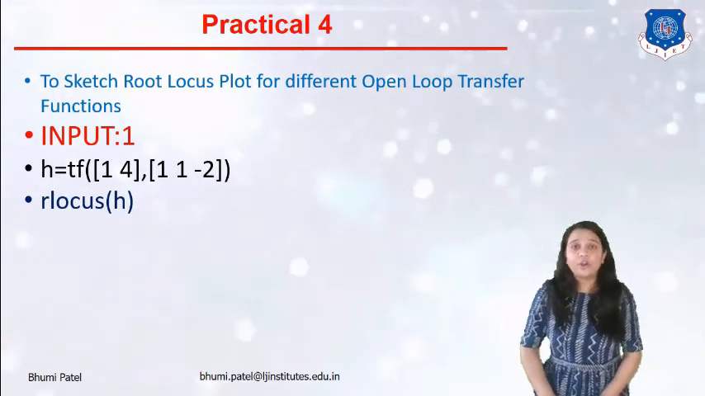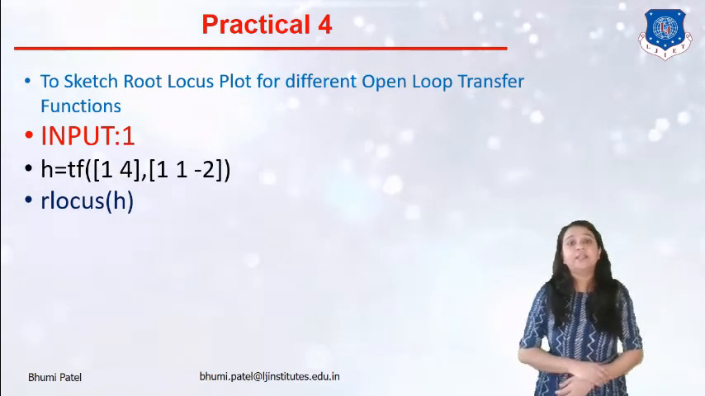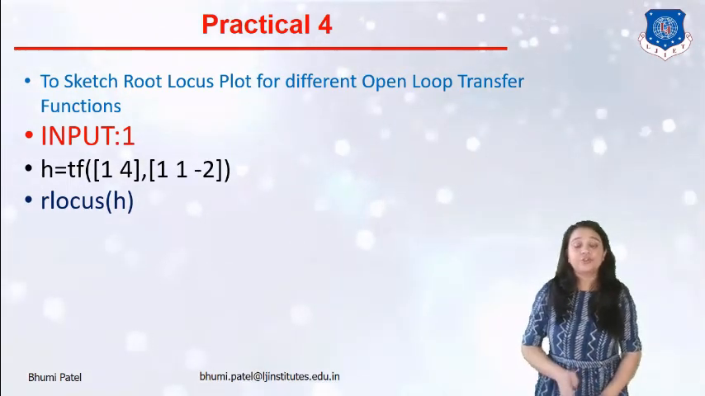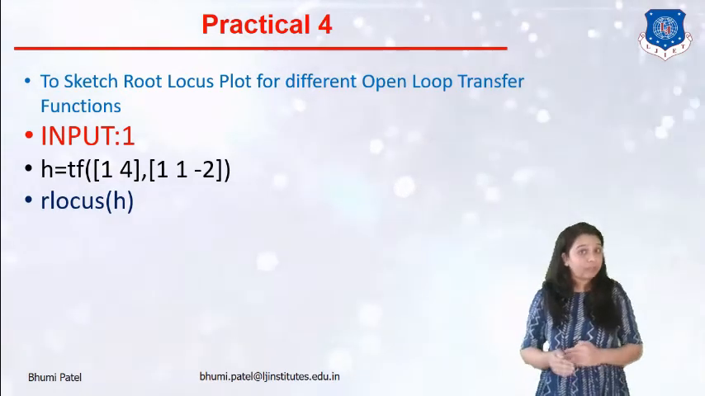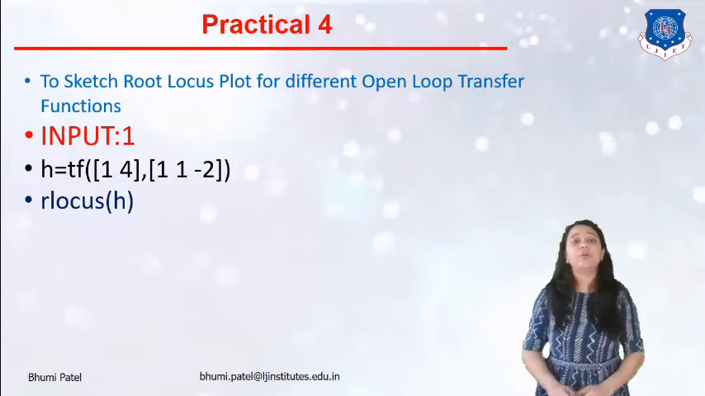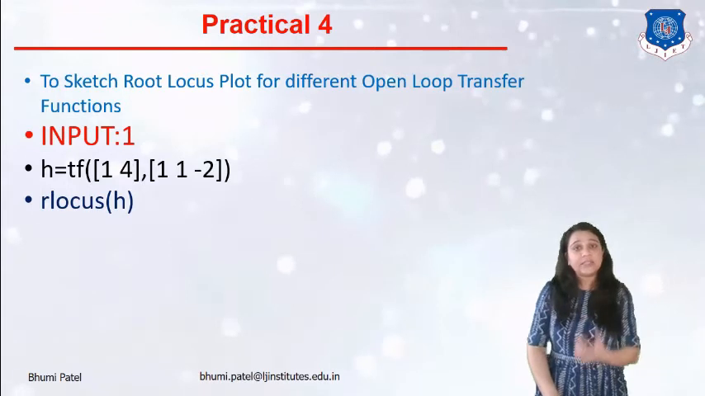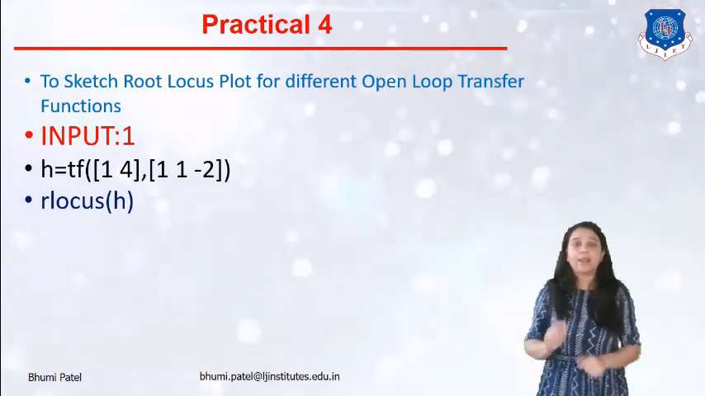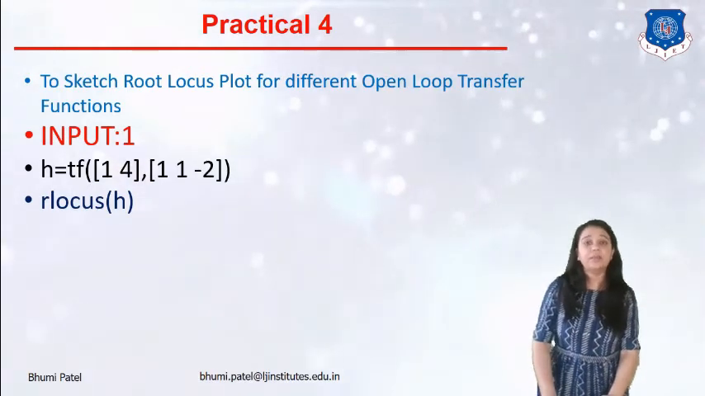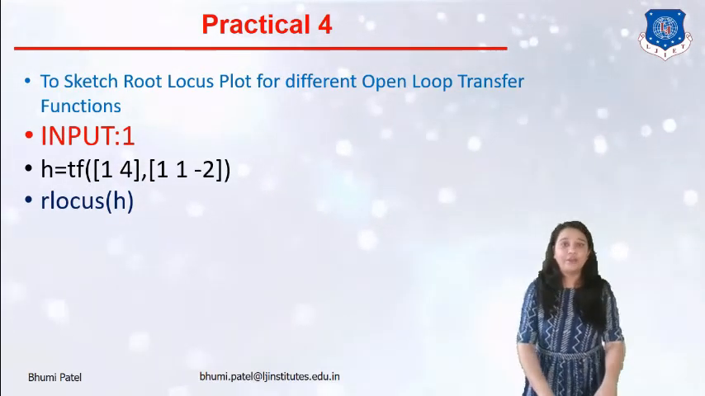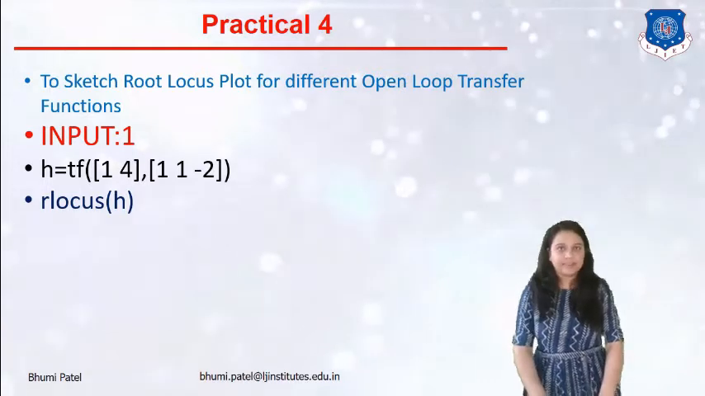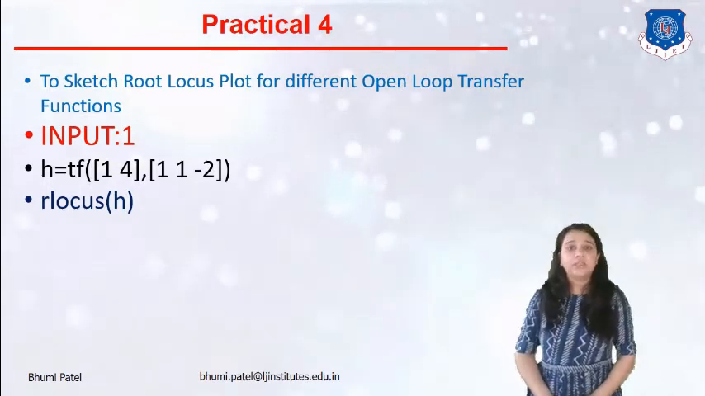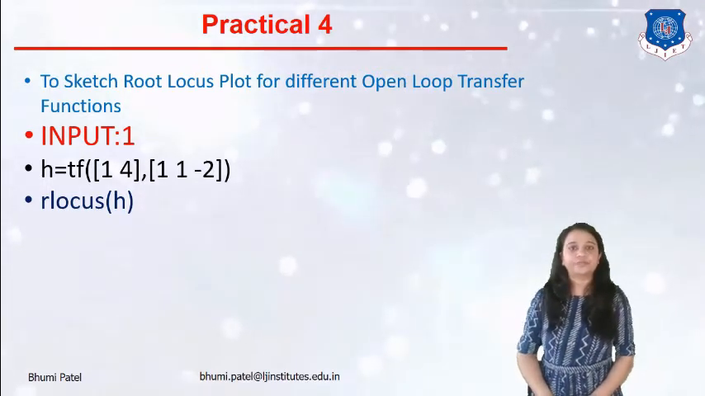So we do not have to follow any rules in this practical session. If we want to find the stability criteria using the root locus method, we can simply write the command rlocus in the bracket of the system, and then we find the stability of this system. Okay, so this is practical number 4.